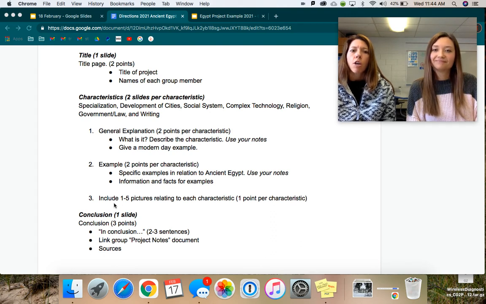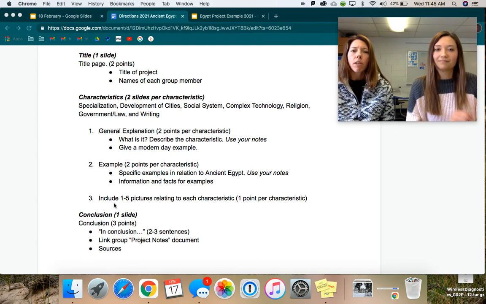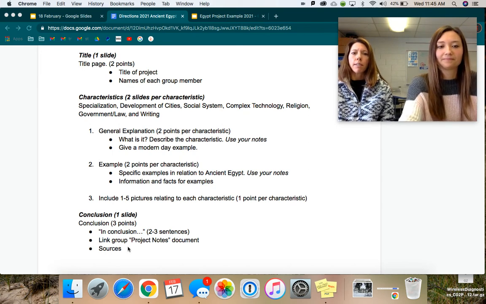So that's a brief overview of your project, where you'll have 1 slide for a title, then you'll have 2 slides per characteristic, okay? So 2 for each one that details different things. The explanation for the characteristic with a modern example, and then how it applies to ancient Egypt. And then you're going to also include some pictures and then wrap it all up. So great. Now we want to give you an example.